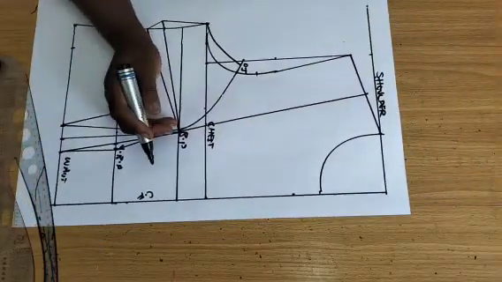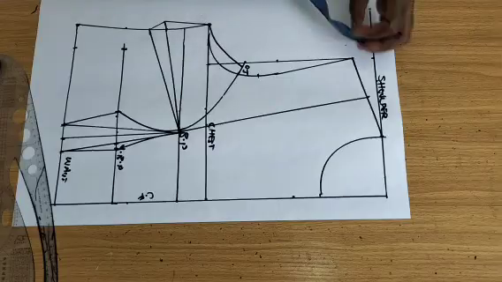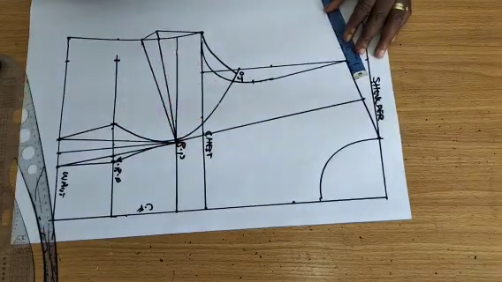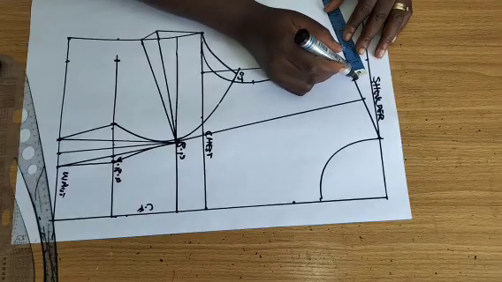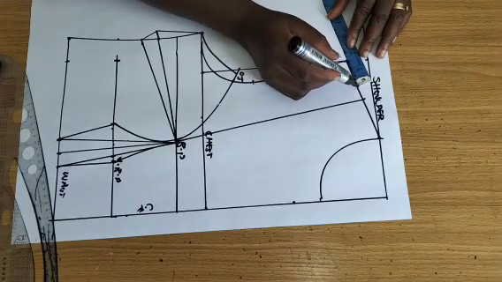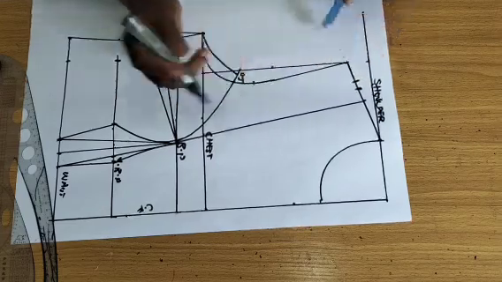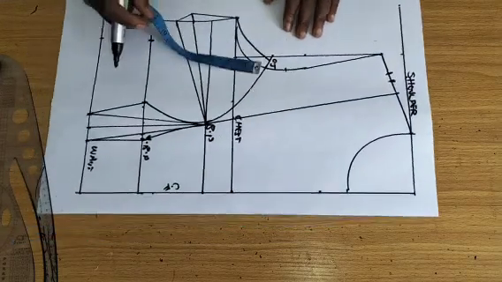So the next is the neckline. How are we going to get this particular neckline? For this particular neckline, I will advise you to come in by 1 inch, or let me say 1.5, so it doesn't have that full effect.